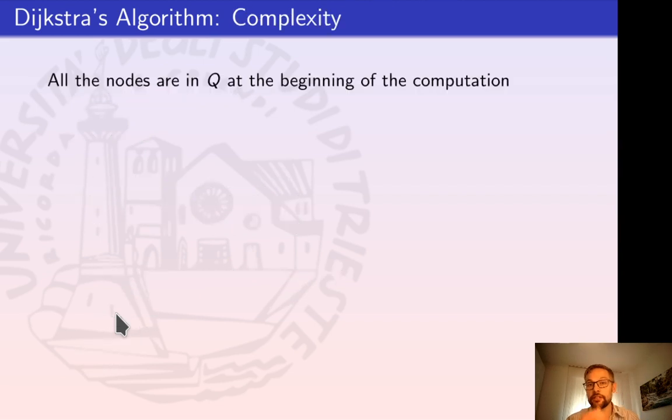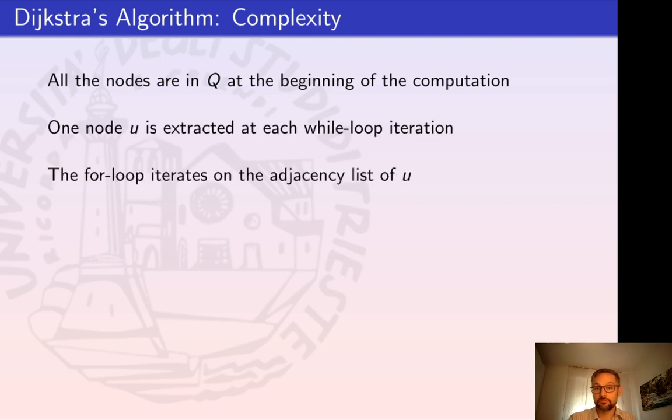this is it. Now let's try to evaluate the complexity of this procedure. Well, at the very beginning of the computation, all the nodes should be placed in the queue. So as soon as one node is extracted from the queue, and this occurs at each while loop, the node is finalized, so it never enters the queue again.